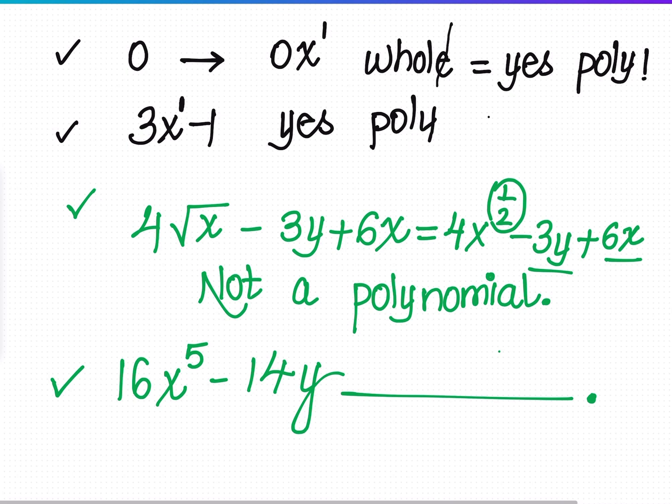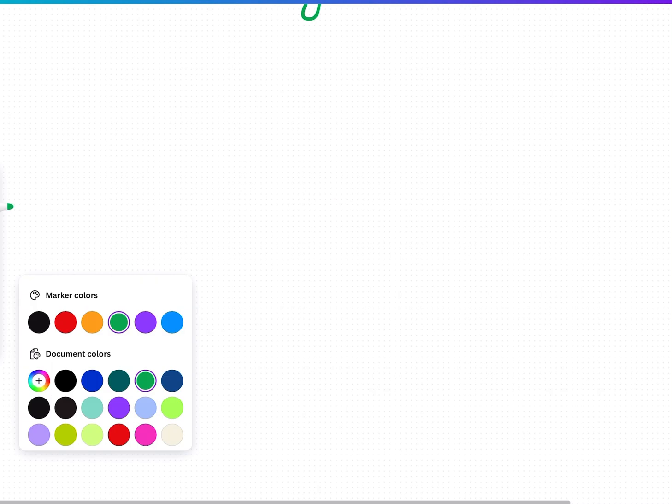All right, let's move on to our next topic after this. Our next topic is basically we are going to talk about the general form of the polynomial. So let's write down the topic, general form of the polynomial.